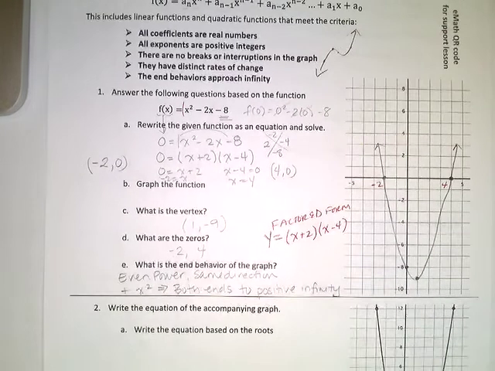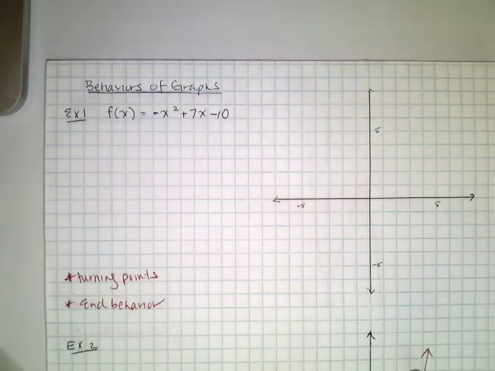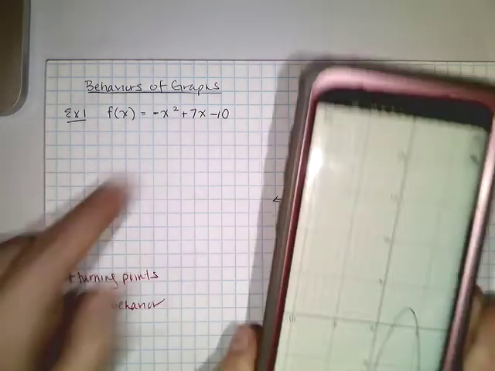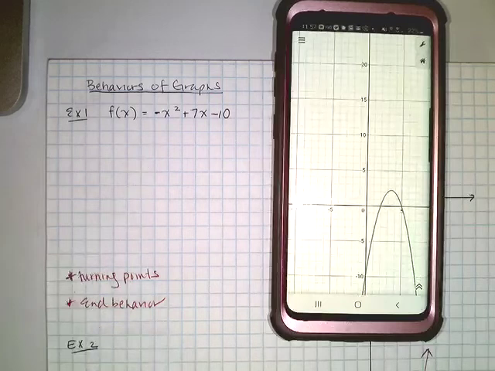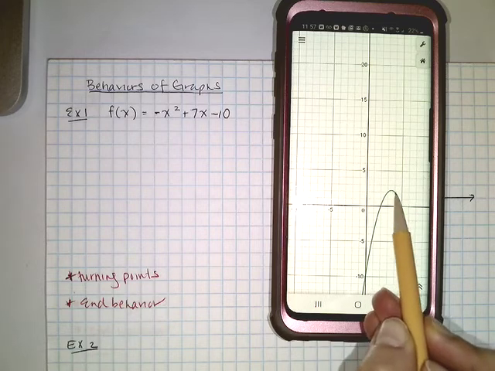Okay, so from there, we talk about more behaviors of graphs. So the first thing that I want to do with this one, if I'm given an equation and I have my Desmos handy, I want you to pull it up on Desmos. So we just graph this one, take that one off, and here's this graph. Okay, so I've graphed this function here. The first thing that we want to look at is how many turning points does it have? It has 1. That makes sense, right?